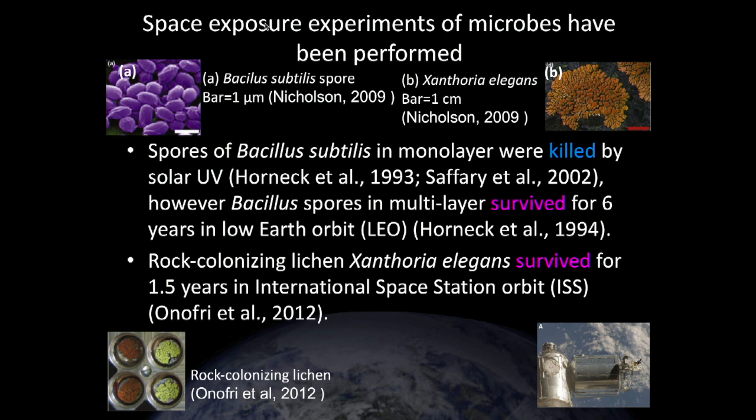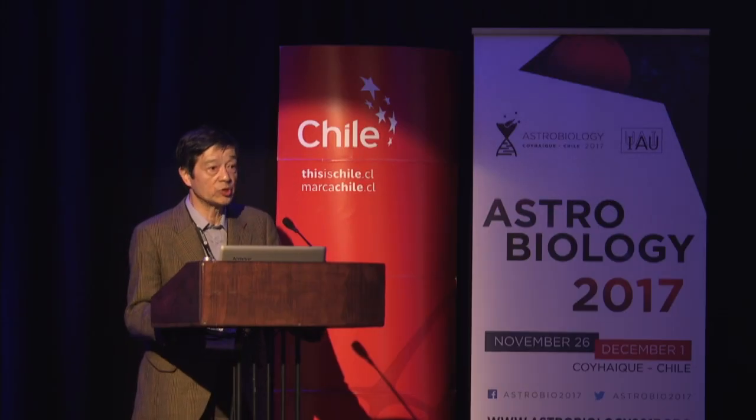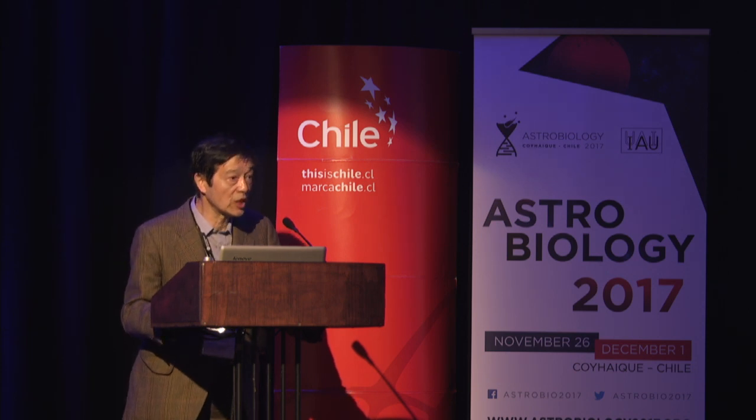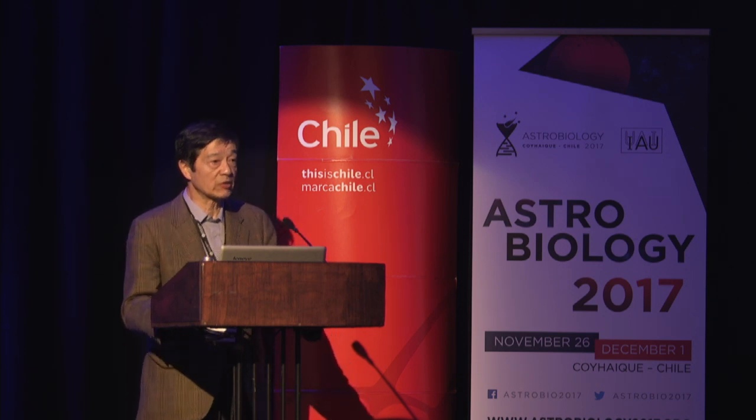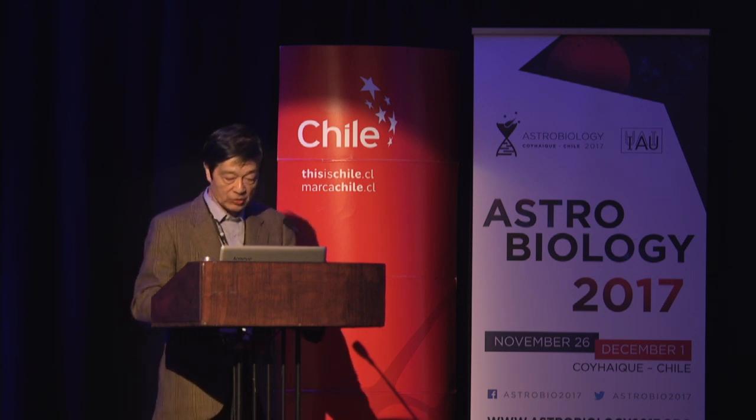And also the rock-colonizing lichen, Xanthoria elegans, survived for 1.5 years in International Space Station orbit. So, learning from these previous results, we have designed an exposure experiment to check the density or the thickness necessary to survive in space, and we designed it to test the survival curve depending on the time.